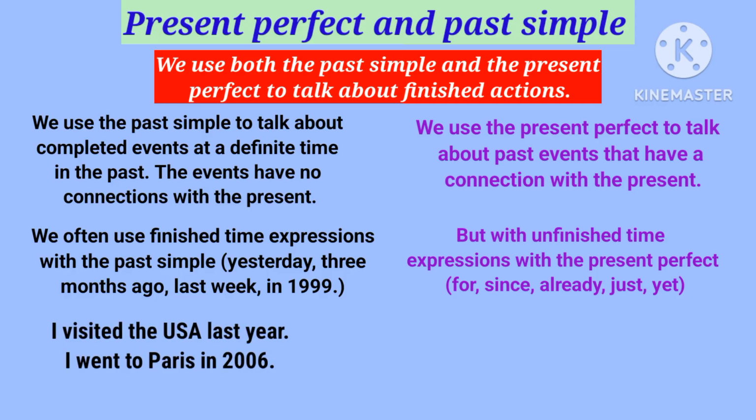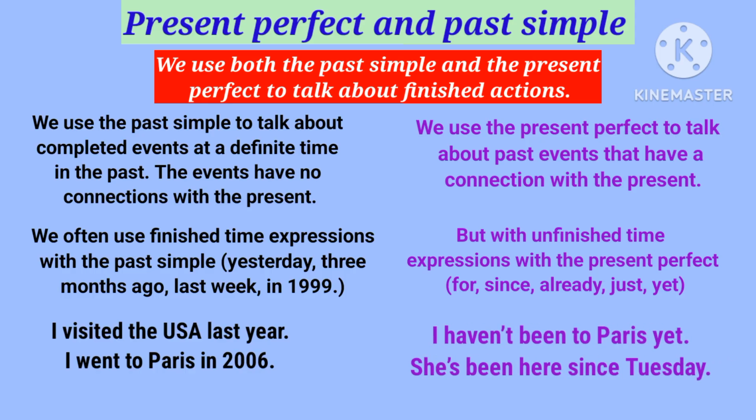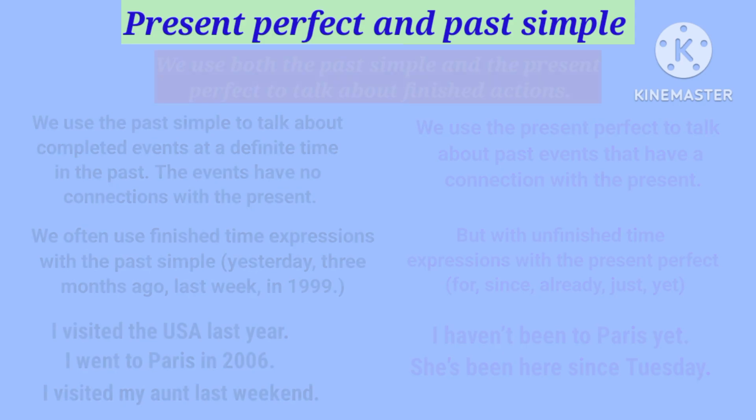Look at these examples. I visited the USA last year. So it happened at a definite time in the past. Last year, I went to Paris in 2006. I haven't been to Paris yet. But this action has got a connection with the present time. She has been there since Tuesday. I visited my aunt last week.